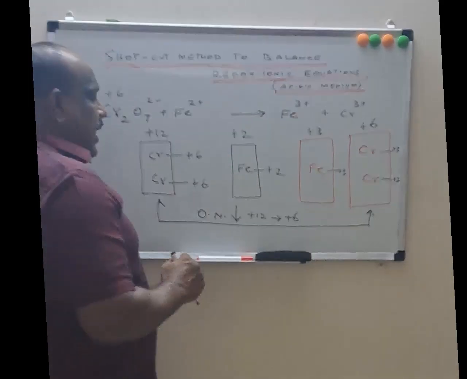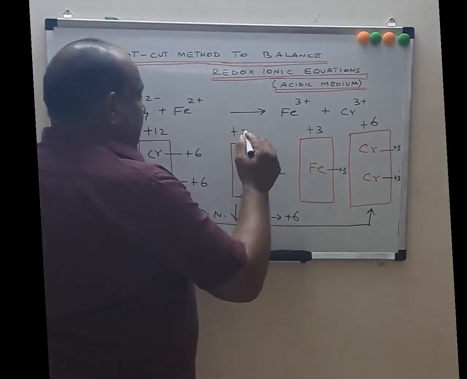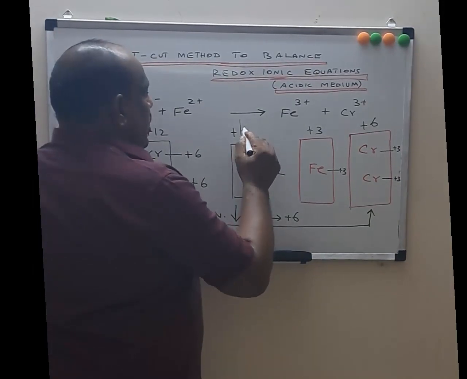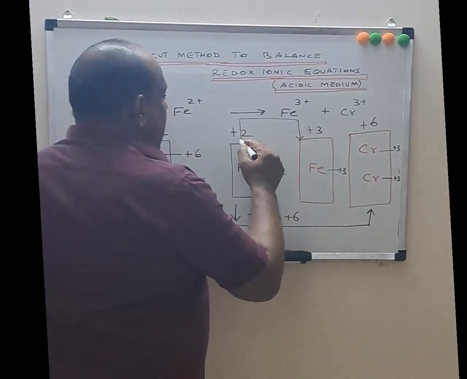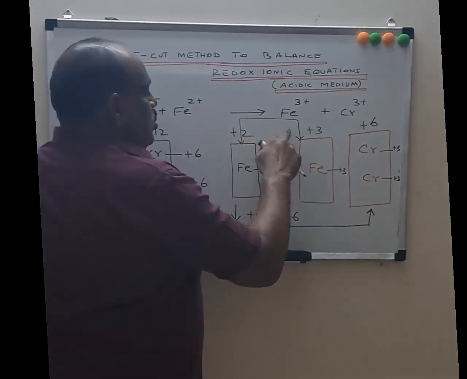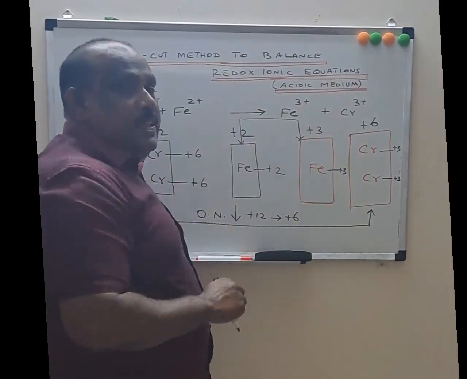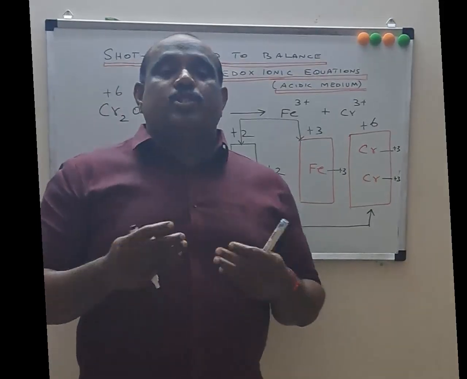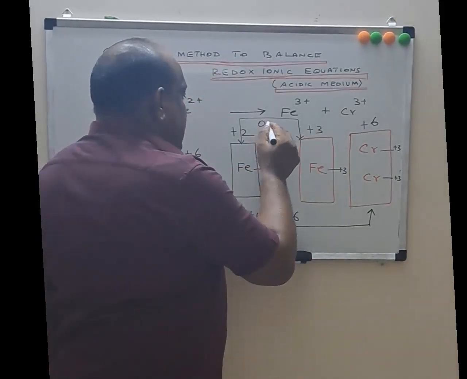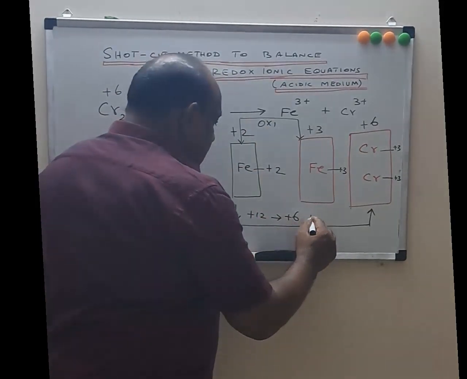On the other hand, we can see the iron has, if I am going to draw here, the iron has increased from plus 2 to plus 3. So the oxidation number increases from plus 2 to plus 3. So it increases means oxidation. So this is oxidation. This is reduction.